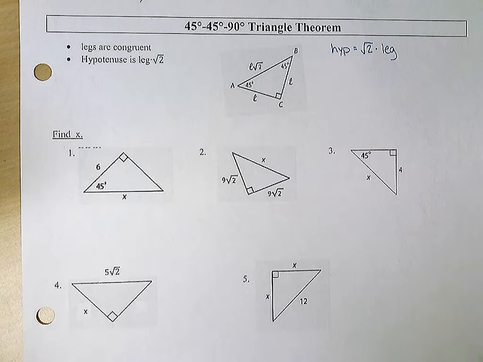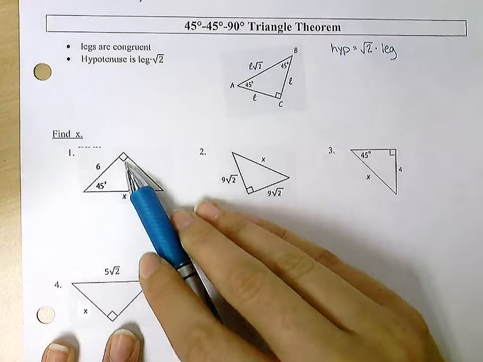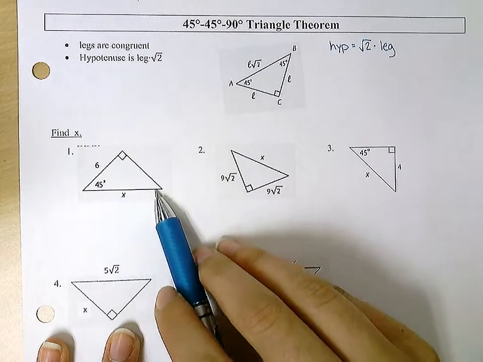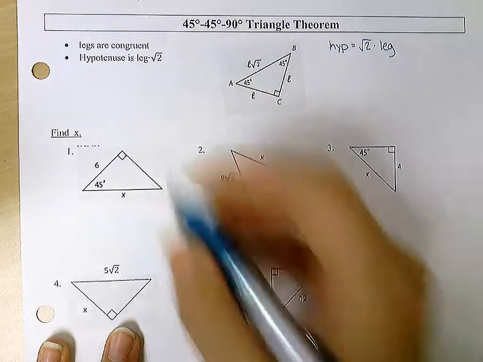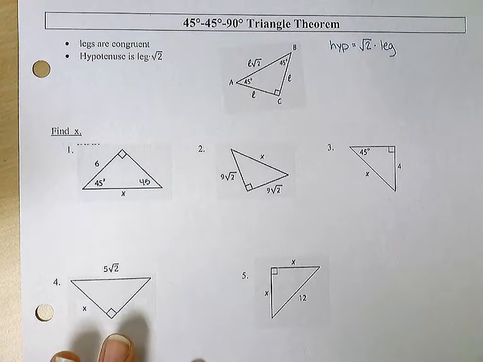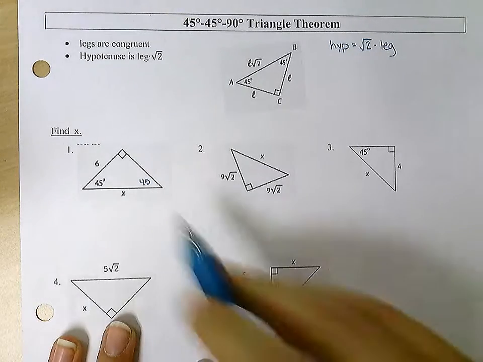First I have to identify that it is a 45, 45, 90 right triangle. Well, I know this is 90 degrees. This angle is 45 degrees. That means this angle also has to be 45 degrees. So this is our special right triangle.